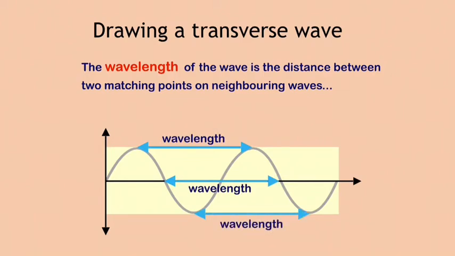And the wavelength of the wave is the distance between two matching points. So it could be from the very start to the very start of the next wave. It could be from each peak, so from the first peak to the next peak, or from the first trough to the second trough.